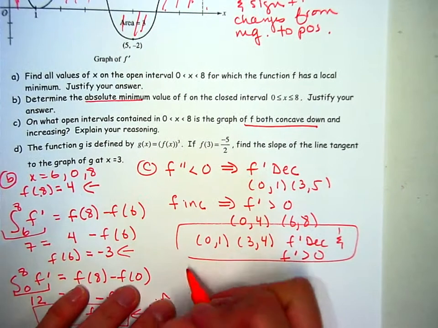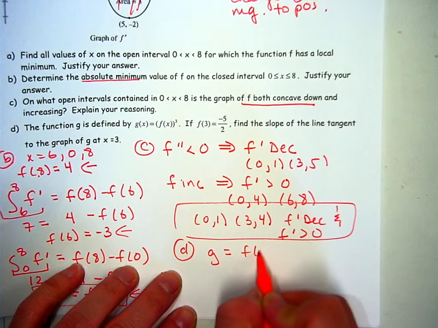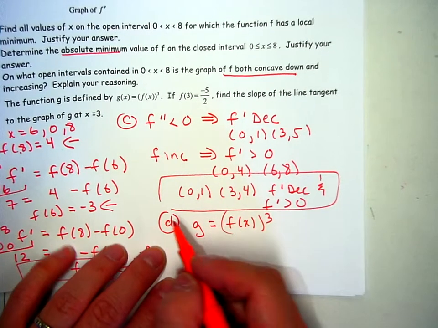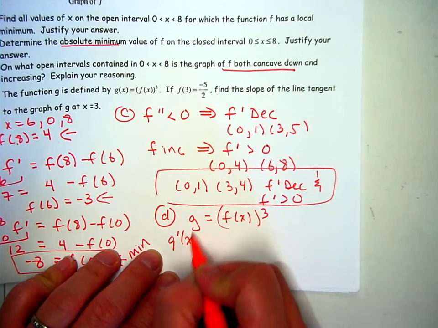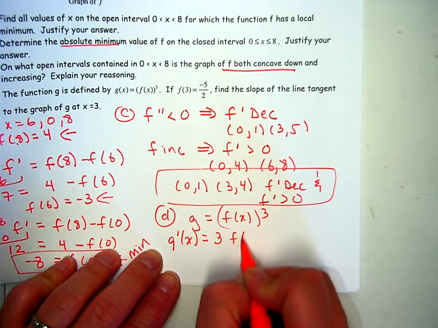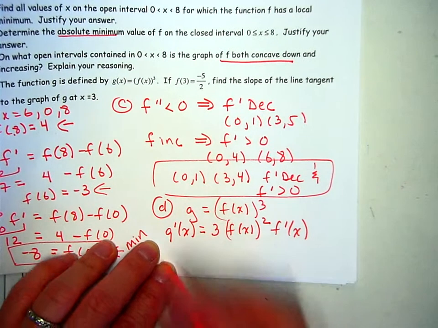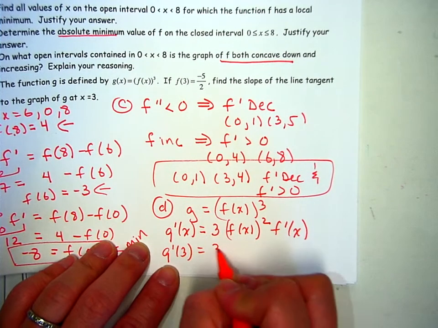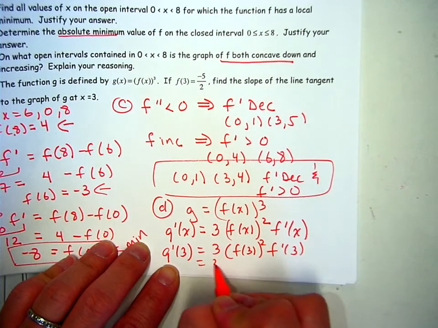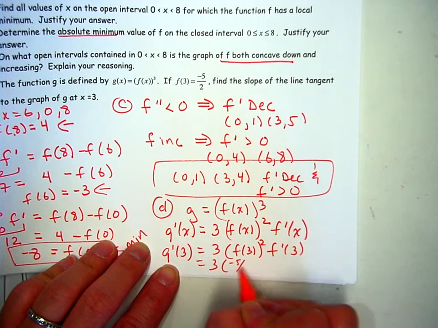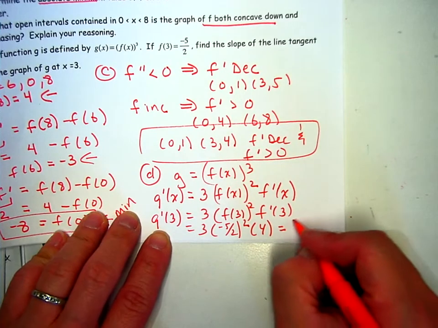Okay, lastly, part D. They give you g is f of x quantity cubed. They want you to find the slope of the tangent line, which is the derivative. So the derivative of g: bring down the 3, reduce the power by 1, and the derivative of the inside is f prime. At this point, plug in your values. 3 times f of 3 squared times f prime of 3. They give you f of 3 is negative 5 halves. f prime of 3 we can pick out from the graph is 4. If I punch this out, I get 75.